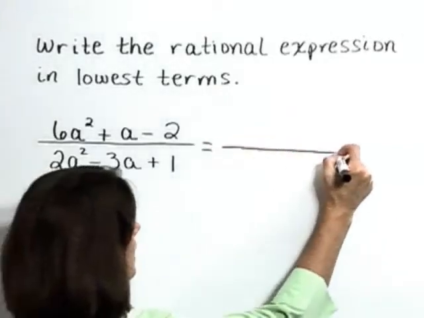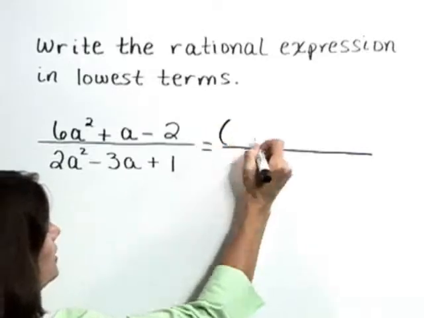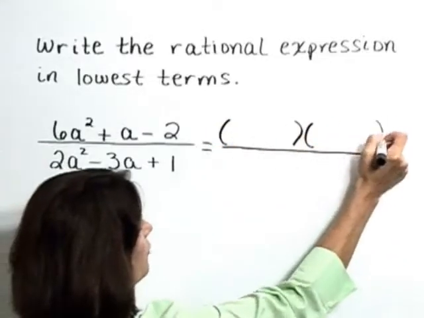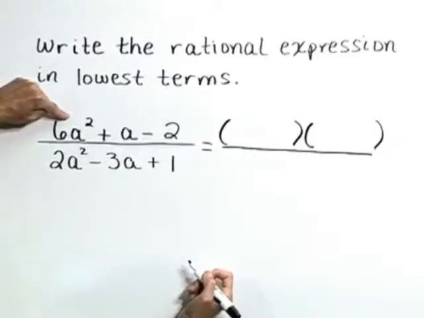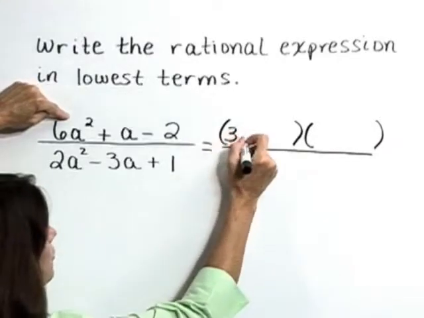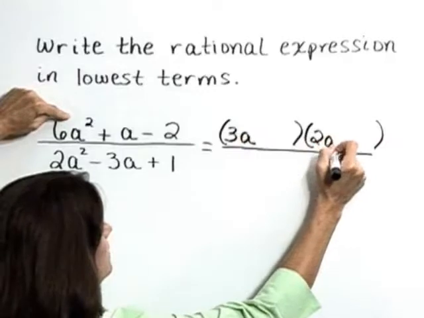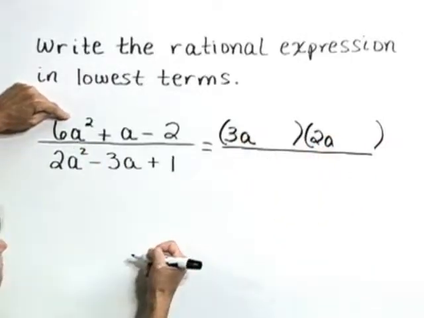So let's start by factoring the numerator using trial and error. If it factors, it will factor into two binomials. Let's use as our leading terms 3a and 2a. That gives a product of 6a squared.